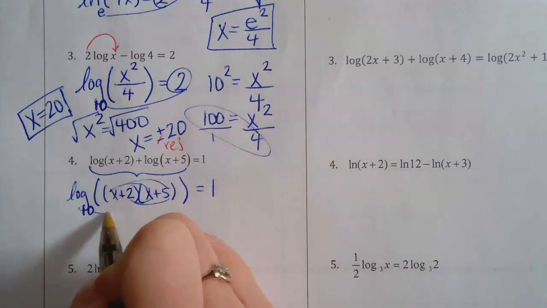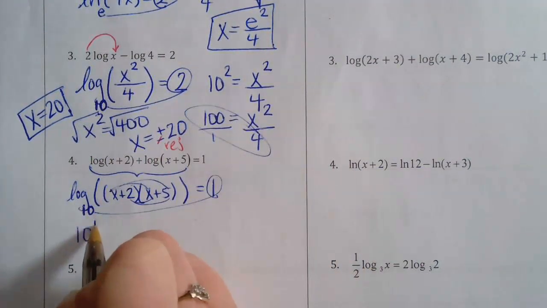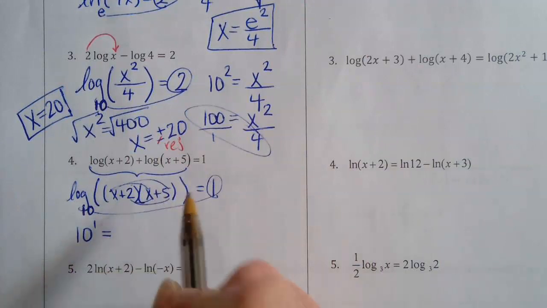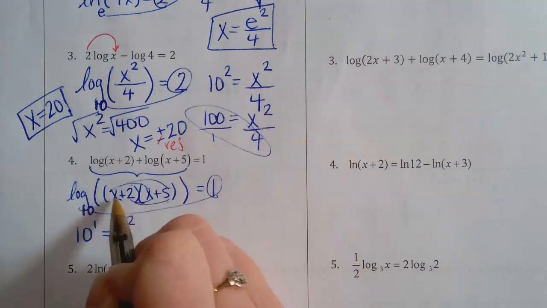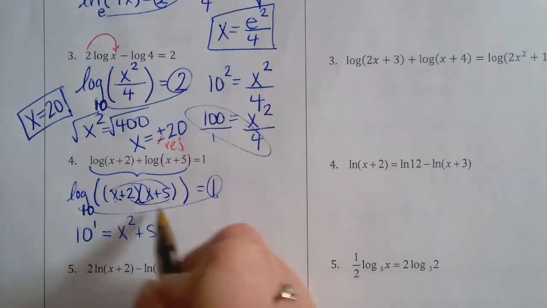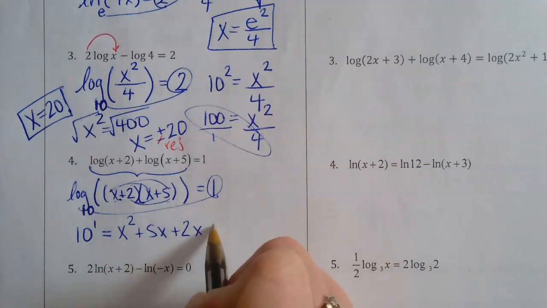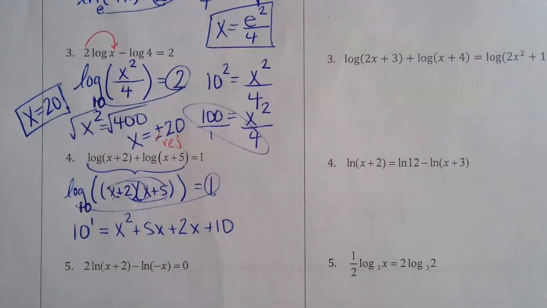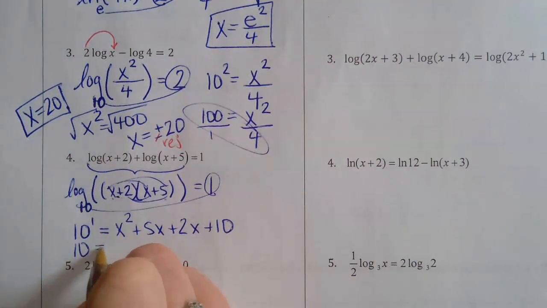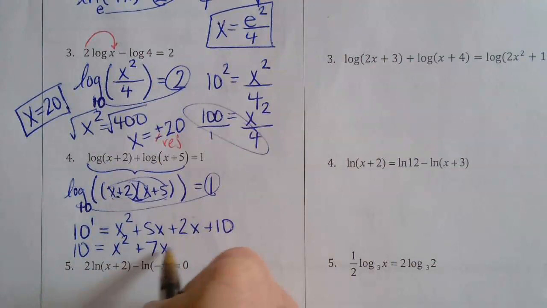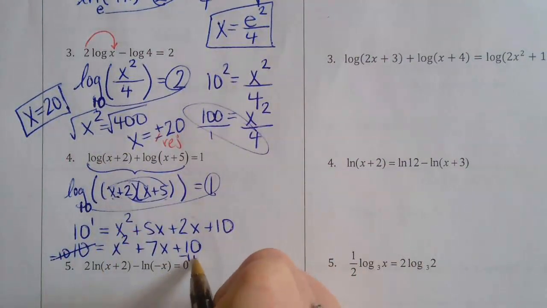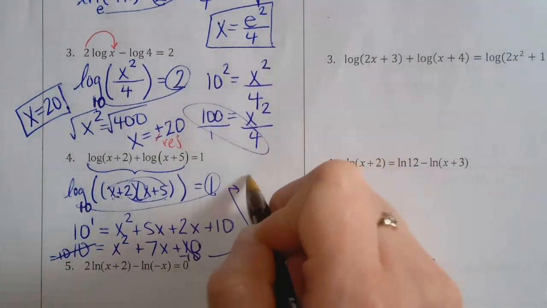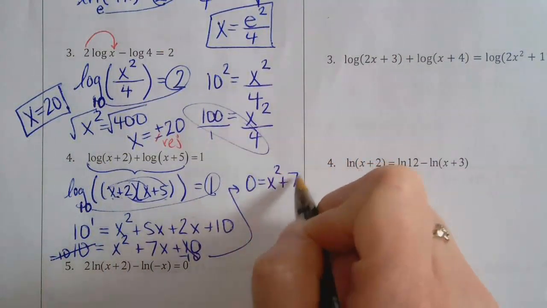So I have a base 10 lassoed to the first power equals what's on the inside. What's on the inside is my foiling, so I'm going to FOIL that now. X squared, x times 5 would be a 5x, 2 times x is a 2x, and 2 times 5 is 10. So we're getting somewhere. Well, 10 to the first power is 10. So 10 equals x squared plus 7x plus 10. I would subtract this 10 to the other side, swing this over here. 0 equals x squared plus 7x.